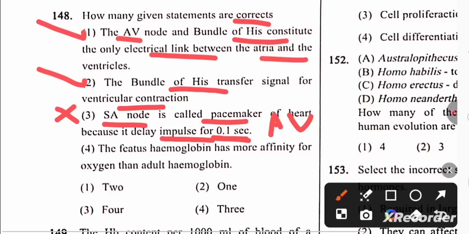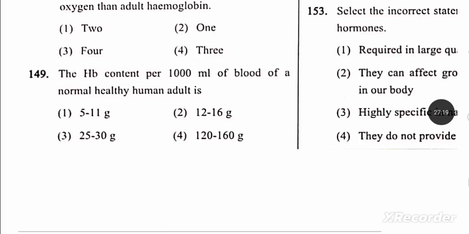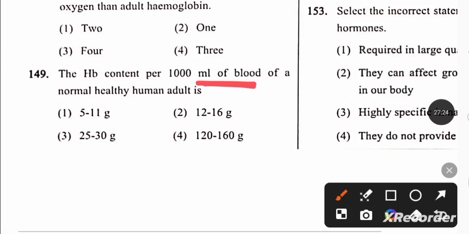The fetal hemoglobin has more affinity to oxygen than adult hemoglobin. This is also the correct statement. Next question is very easy. We need to find out the hemoglobin content per 1000 ml of the blood. Per 1000 ml of the blood in a healthy human adult, the amount of hemoglobin is 120 to 160 gram.